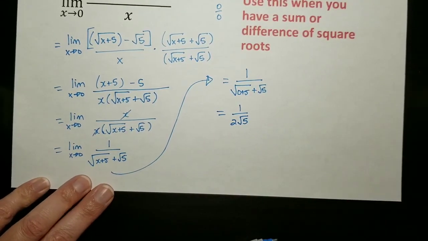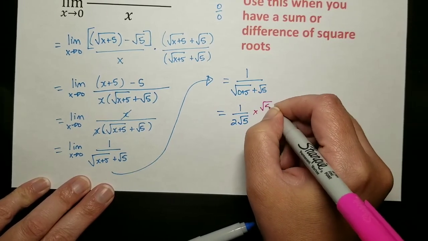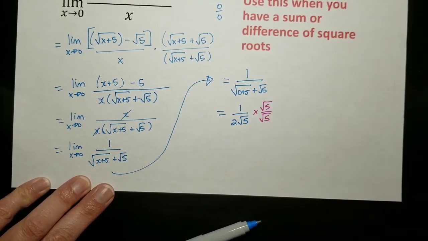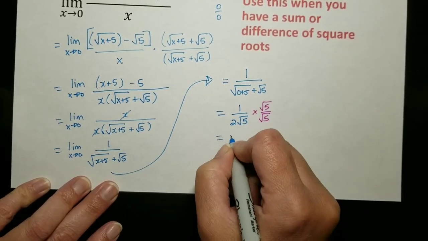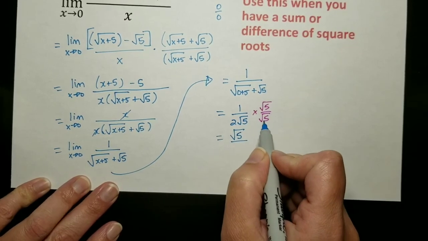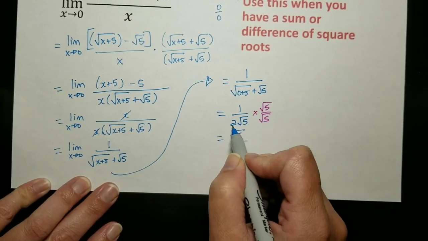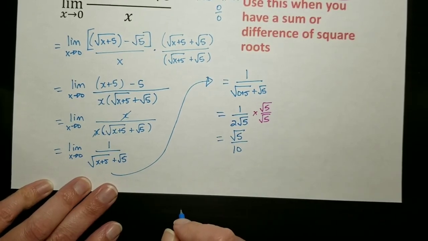Rationalizing this denominator here for proper form. I believe some in the textbook don't rationalize the denominator for the answer. But it's always good form to do that. So here we've got root 5 times root 5 is 5 times a 2 as well. So we have root 5 over 10.